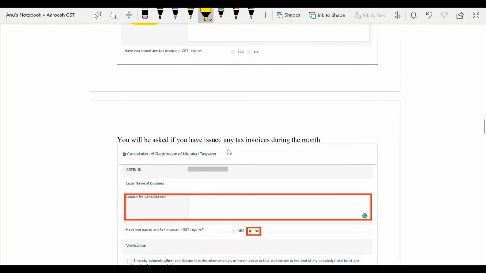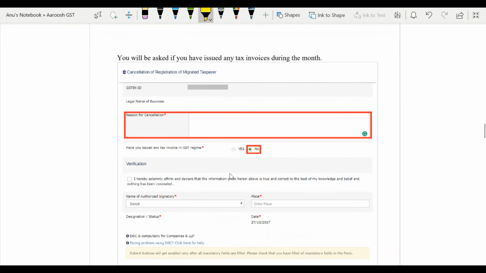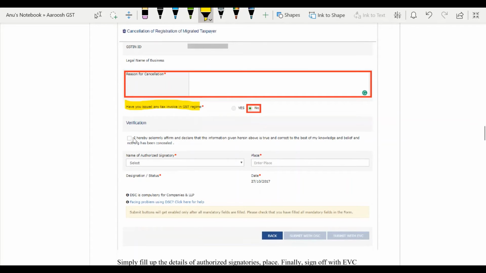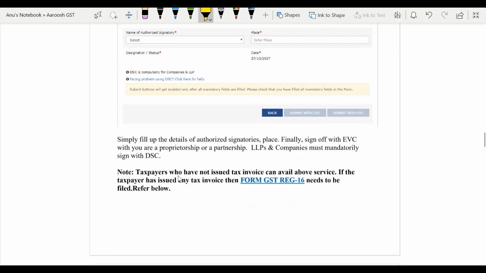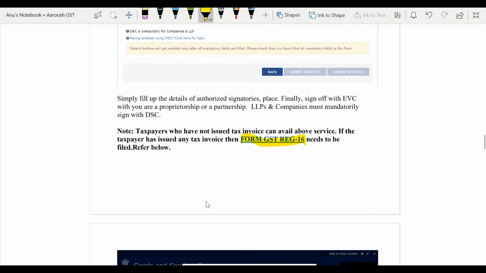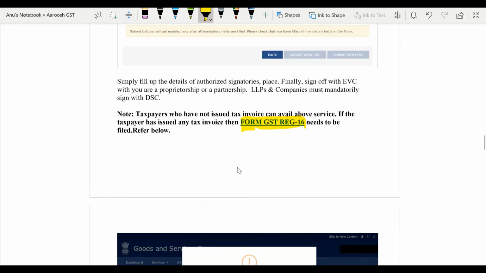You will be asked if you have any tax invoices during the month. Here it is asked whether I have issued any invoice, and we need to fill in all the details. Simply fill up the details of authorized signatories. Finally, sign off with EVC for a proprietor or a partnership. LLPs and companies must mandatorily sign with DSC. Note, the taxpayers who have not issued a tax invoice can avail the above service. If the taxpayer has issued any tax invoice, then Form GST REG 16 needs to be filled. As we talked about before also, when we want to cancel our registration, Form GST REG 16 is filled.